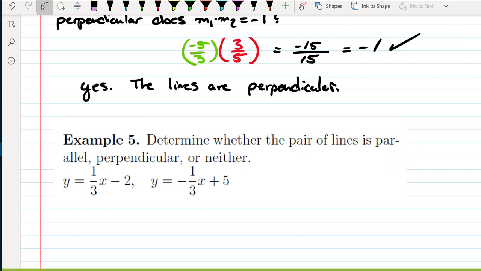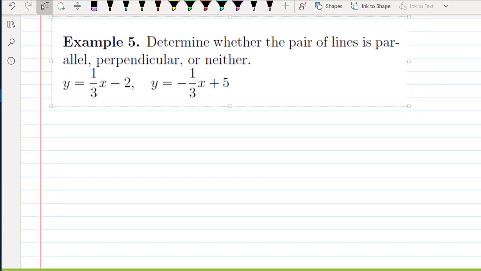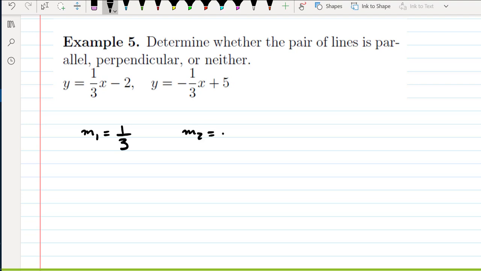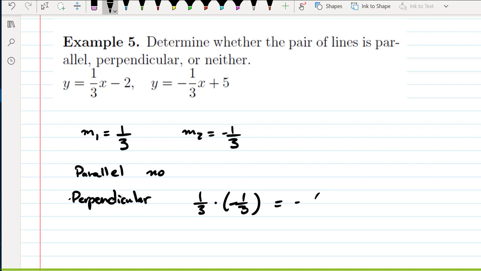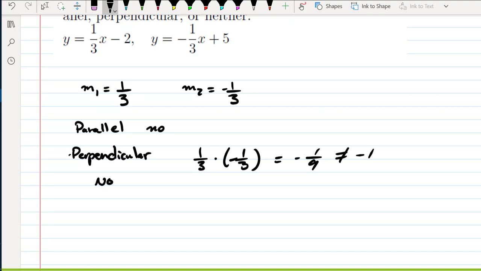All right, so this example, we need to identify our slopes. So the slope of the first line is 1/3, and the slope of the second line is negative 1/3. So our first question is, does m1 equal m2? And the answer is no, so they're not parallel. For perpendicular, if we multiply them together, 1/3 times negative 1/3 equals negative 1/9, which doesn't equal negative 1. So perpendicular is also no, so it's neither.